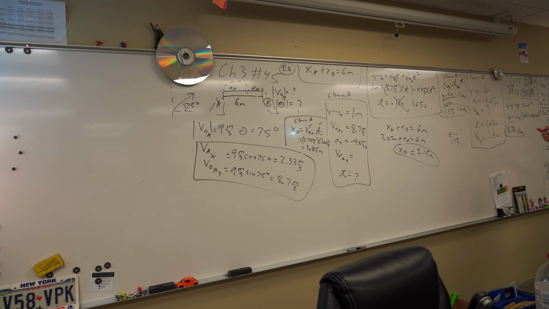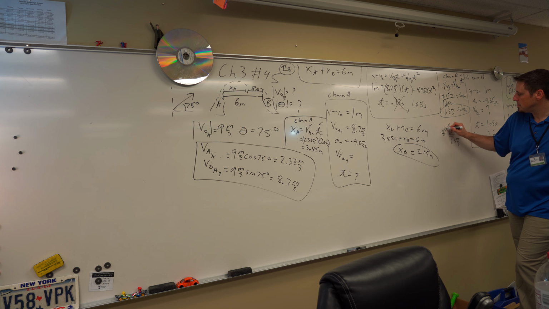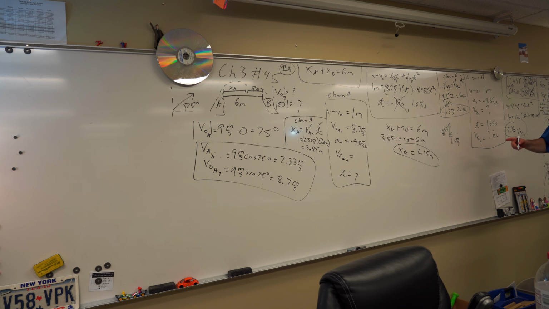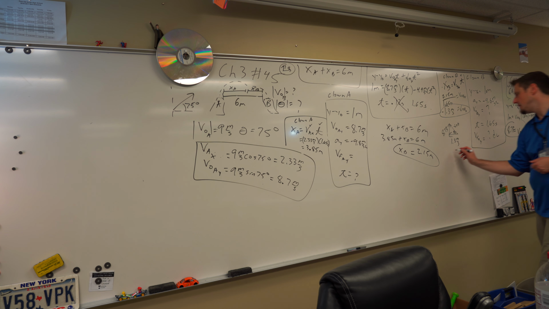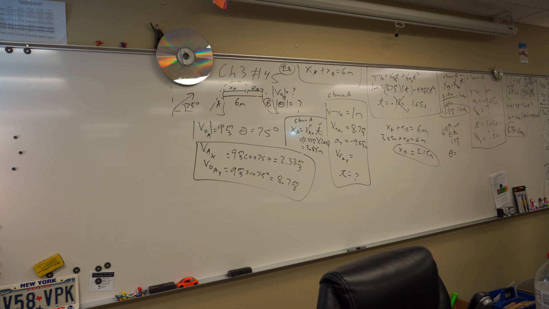1.3 meters per second to the left, and then 8.7 meters per second up. And now to add these two, you go from tail to tip. So we go like that, and that'll be my V naught B, and that'll be my magnitude, and there will be my theta. Okay? So for the theta, take inverse tan of 8.7 over 1.3. I'm going to go ahead and do that. Inverse tan of 8.7 divided by 1.3. And I'm getting 81 degrees.